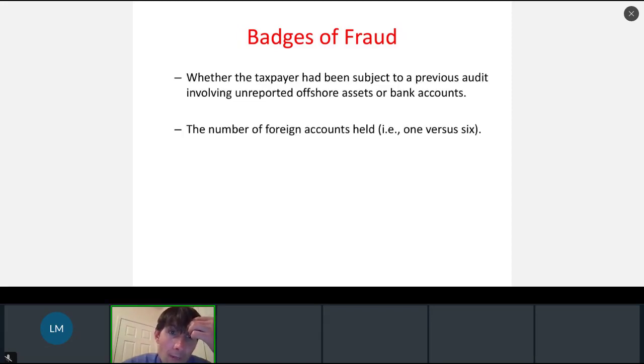Another badge of fraud is whether the taxpayer had been the subject of a previous audit involving unreported offshore assets or bank accounts. And again, this goes to whether the IRS got to you before you got to them. So it becomes a race against the clock. And then, of course, the number of foreign accounts held. Is it 1 or is it 6 or is it 12?